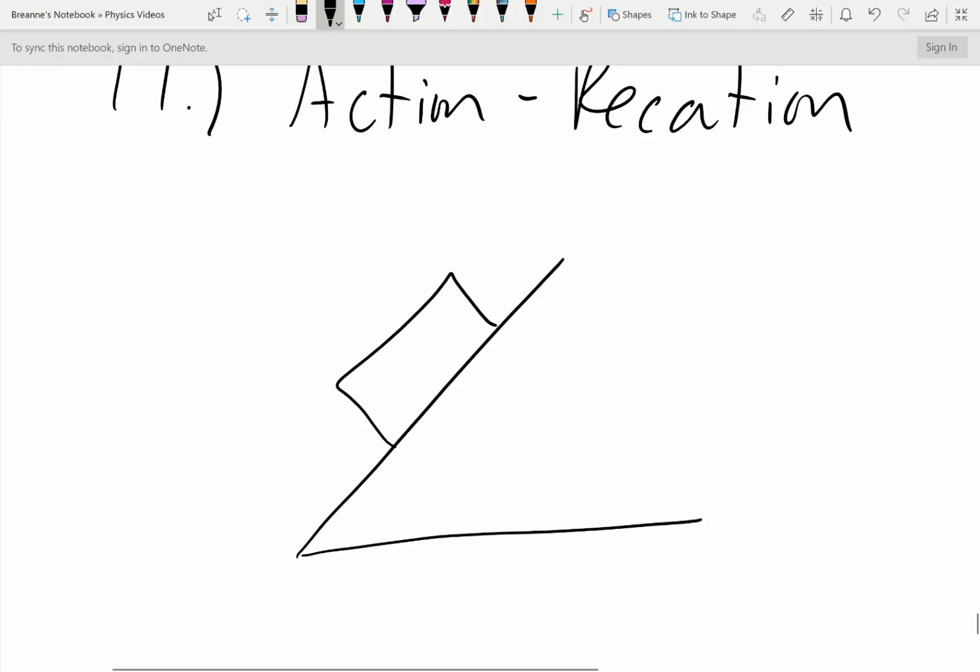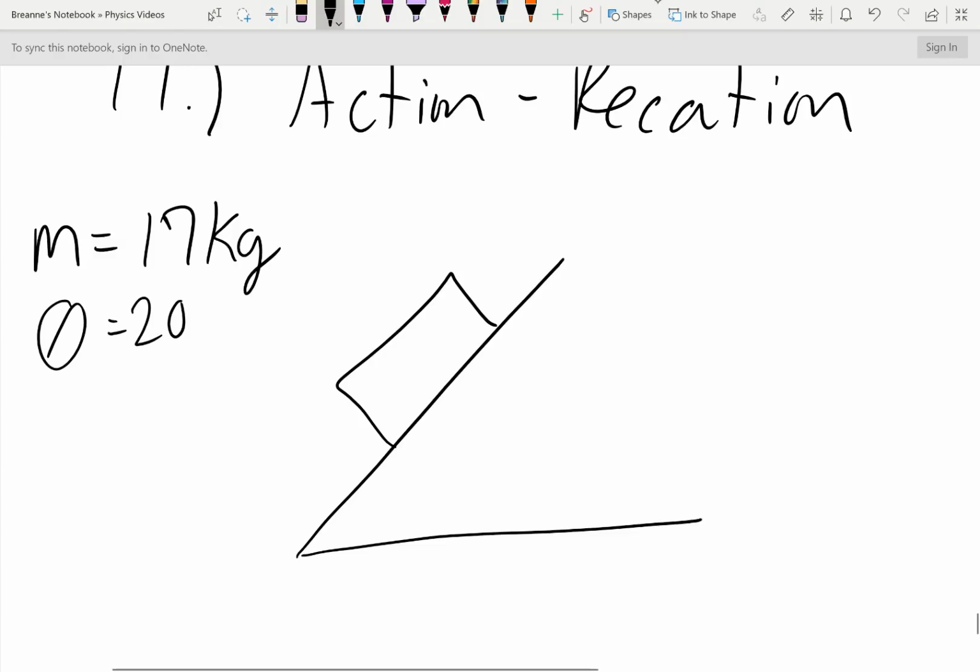So you have the mass. We'll give you the mass. The mass of the block will be 17 kilograms. And we'll give you the angle. The angle will be 20 degrees. And we'll give you the coefficient of friction. Remember, that is just your mu. We'll make that 0.32. Remember, no unit goes with the coefficient of friction. And you're looking for the following.